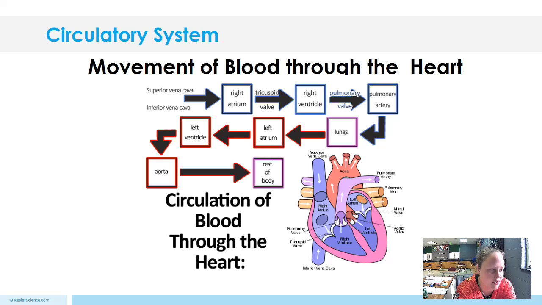This would be a good chart to look at as you're going through the work and stuff, just so you know how it travels from the body to the heart, then from the heart to the rest of the body.